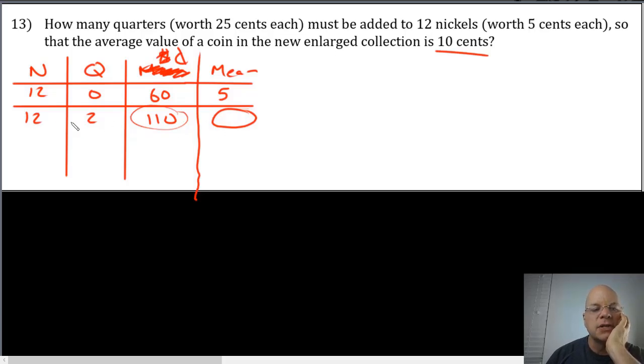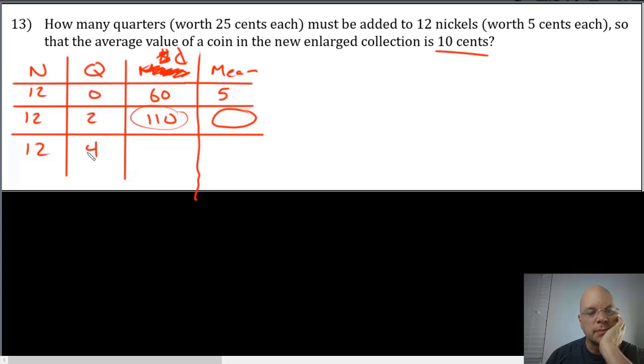In other words, if I have 14 coins here, I should have $1.40 here for the mean to be 10. So I don't really need to do that. I can just try another value. And I don't think it's going to be 3 quarters, because then I'm going to have 60 plus 75. I'm going to have that extra 5 cents hanging there. That's not a multiple of 10, so let's try 12 nickels and 4 quarters.